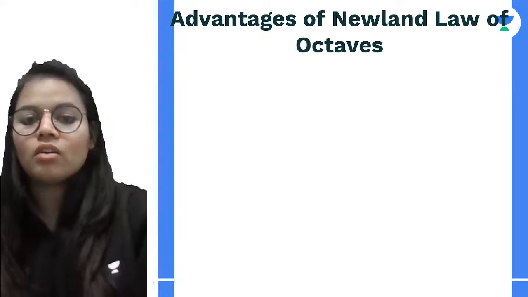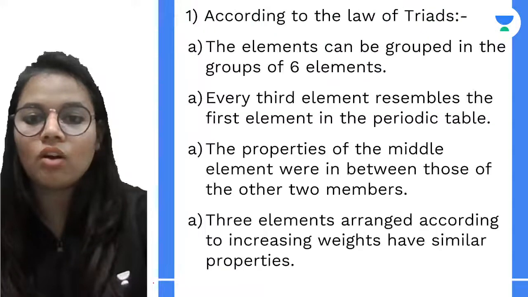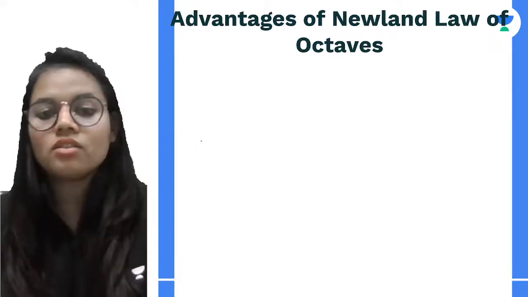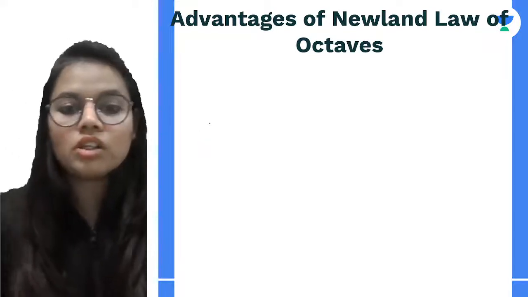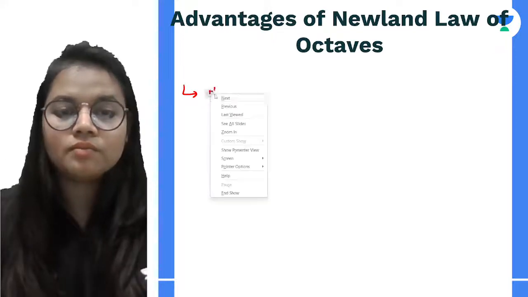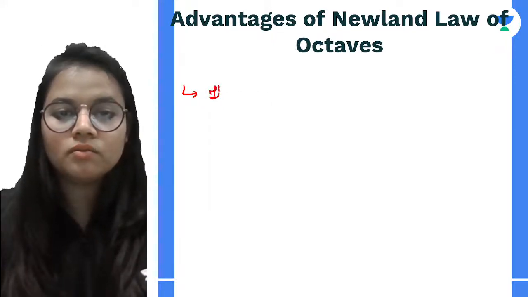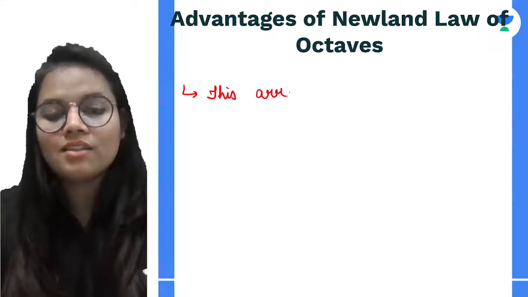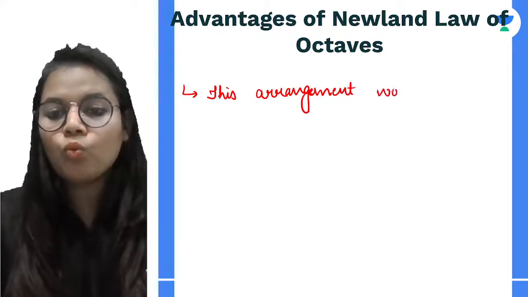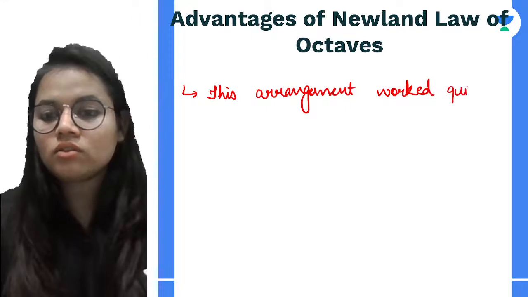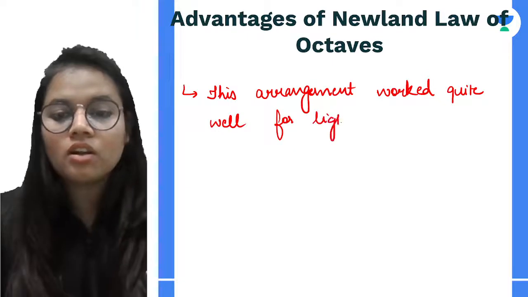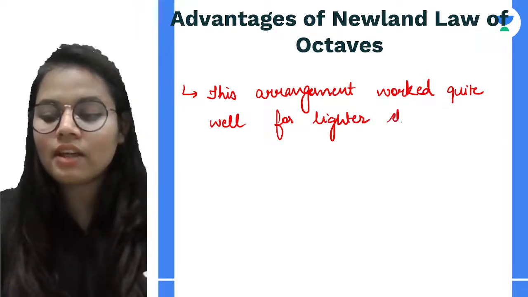Now moving on to the advantages of Newland's law of octaves. The advantages, or the good things, about Newland's law of octaves were, first of all, that this particular arrangement worked quite well for lighter elements. So what do we mean by this statement?